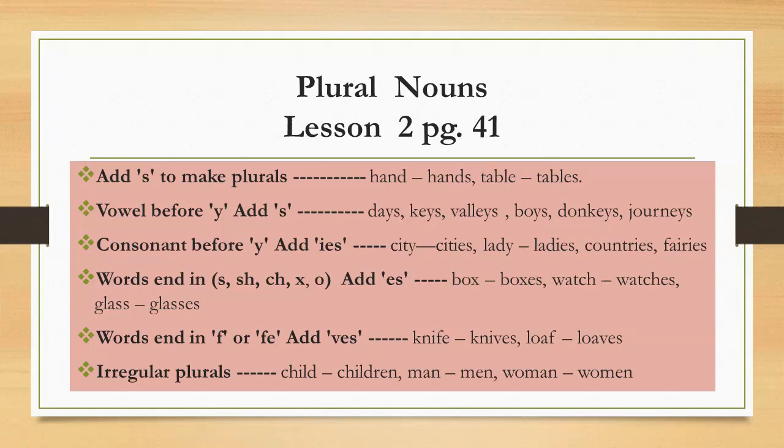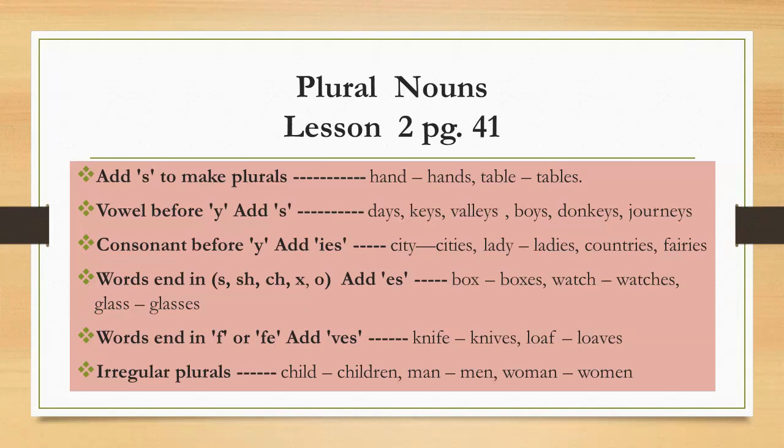But when there is a vowel sound before y, we add s. Days, keys, valleys. If there is a consonant sound before y, we add ies. City. T is a consonant, so it turns into cities. Lady, D is a consonant, ladies. Country, R is a consonant before y, countries.